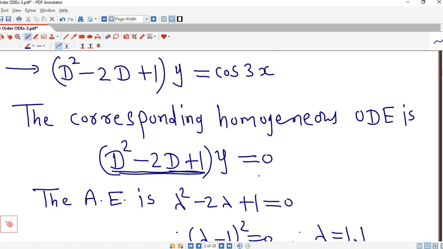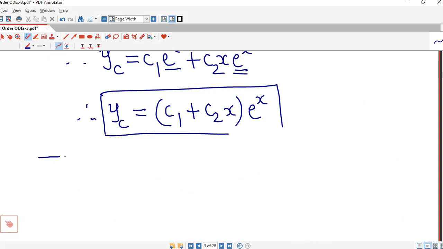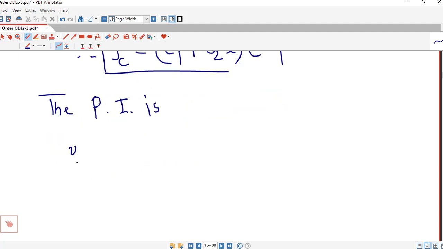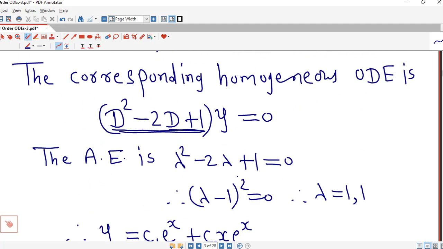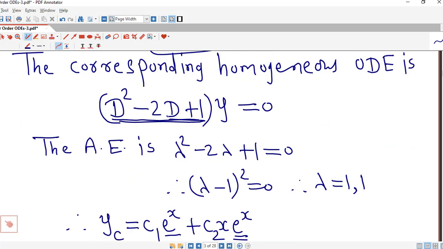Now we find out the particular solution or particular integral. So the particular integral or particular solution is y suffix p equal to 1 over f of D. Here f of D is D square minus 2D plus 1, and the function is cos 3x. So we are considering y equal to this on the right hand side, 1 over D square minus 2D plus 1 cos 3x.